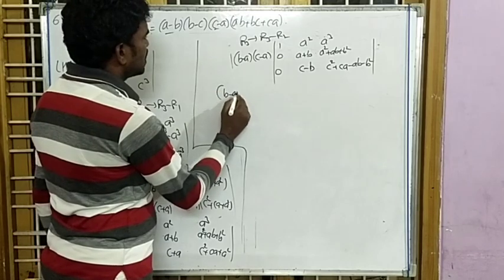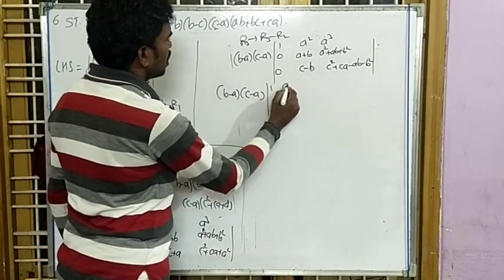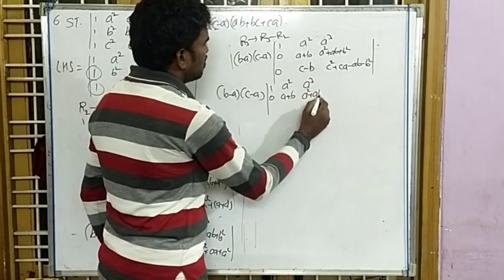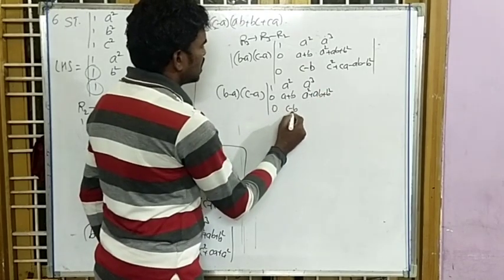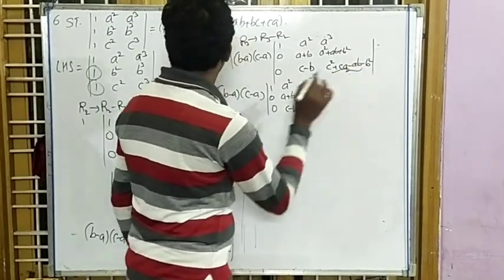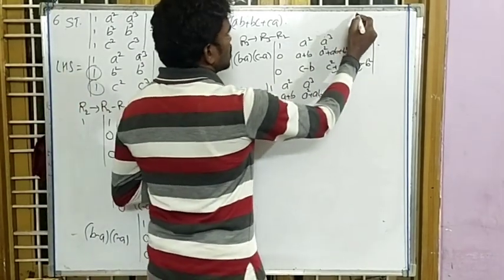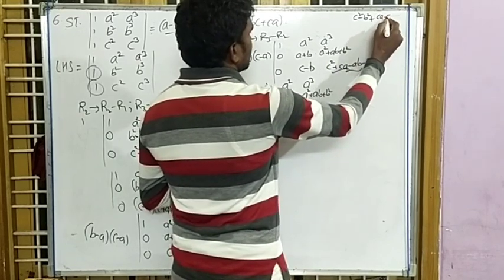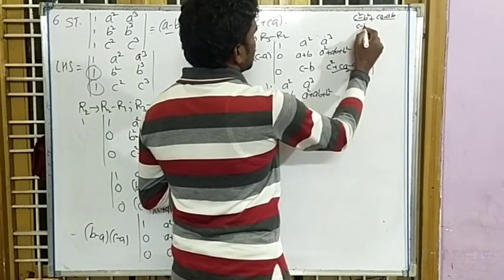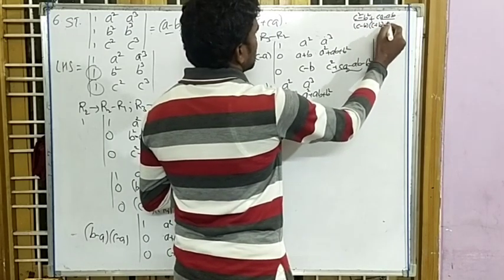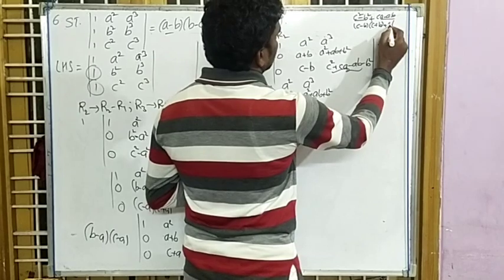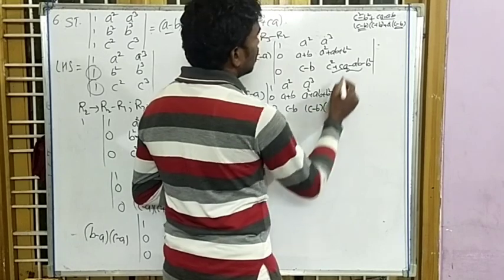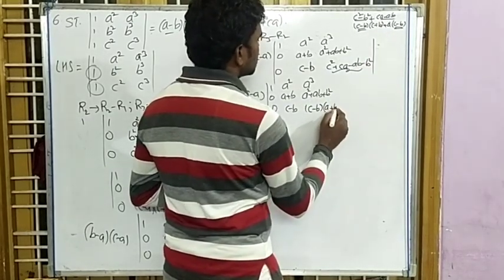Here we get (B minus A) into (C minus A) into the determinant 1 A square A cube, 0 A plus B, A square plus AB plus B square, 0 0 C minus B. Here I am rewriting this one as rough work. C square minus B square plus CA minus AB. From here, C minus B into C plus B, and A common remaining C minus B. Both terms have C minus B common. By taking C minus B common, we get C plus B plus A, meaning A plus B plus C.